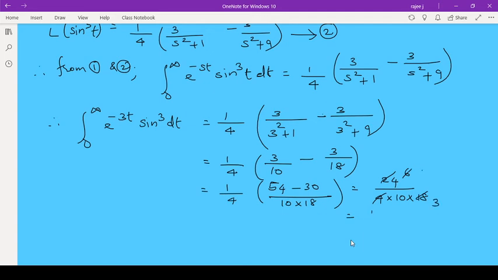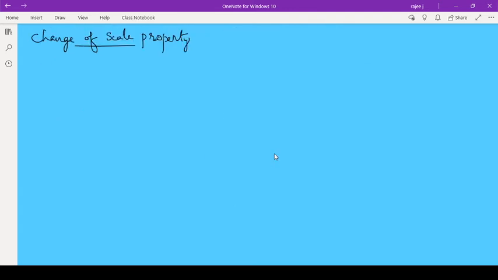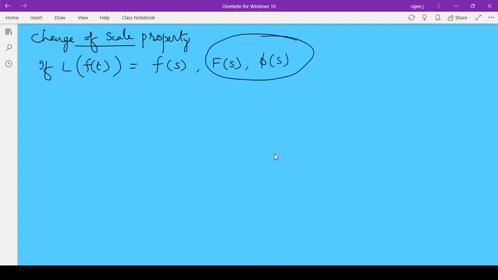Is 3 here, so it is 1 upon 30. If L of f of t is equal to f of s, and in some books you can see it as capital F of s, or you can see it as phi of s. Okay, so any you can use. So if L of f of t is equal to f of s, then L of f of at will be equal to 1 by a f of s upon a.